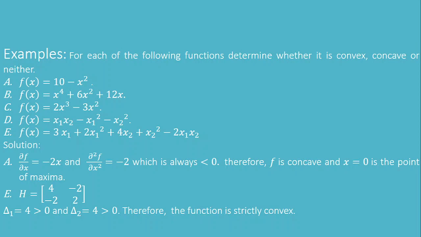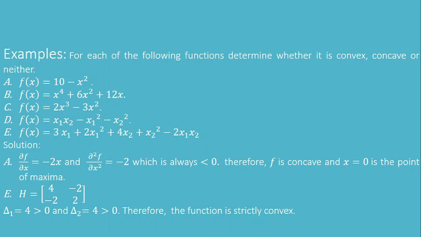For each of the following functions, determine whether it is convex, concave or neither. F of x is equal to 10 minus x square. So this is a one variable problem. What we'll do is find the first derivative and put it equal to 0. Then we'll get the point x is equal to 0. Now finding d square f by d x square at this point x is equal to 0, we find that it is minus 2, which is always less than 0. So that means f is concave and x is equal to 0 is the point of maxima. So similarly we can do the B and C part.